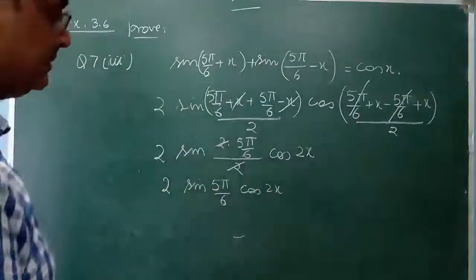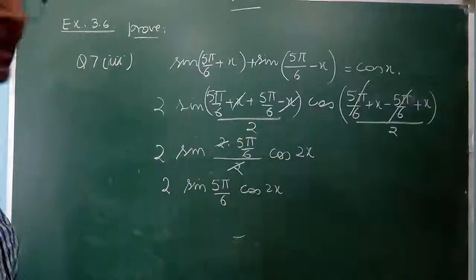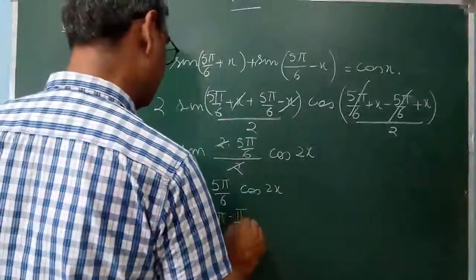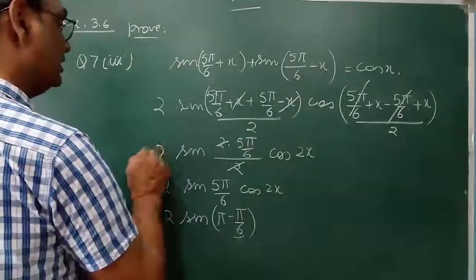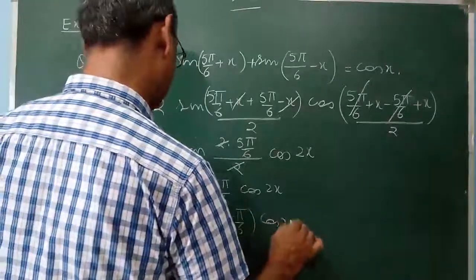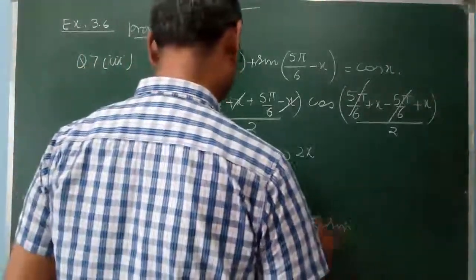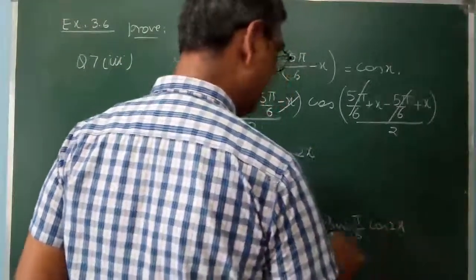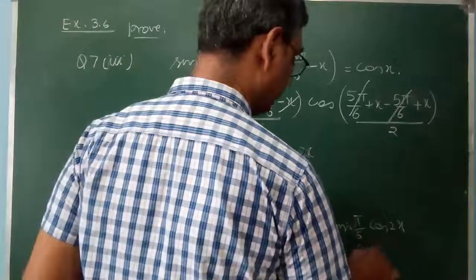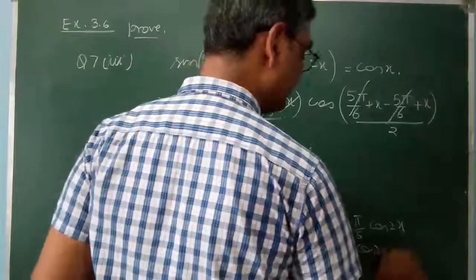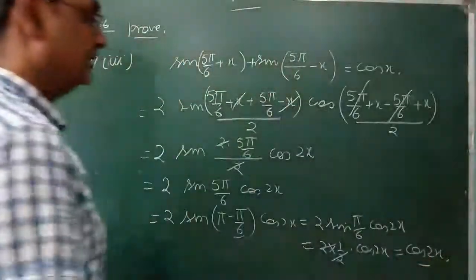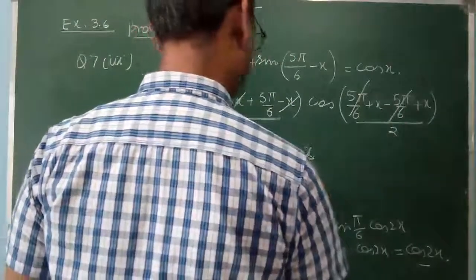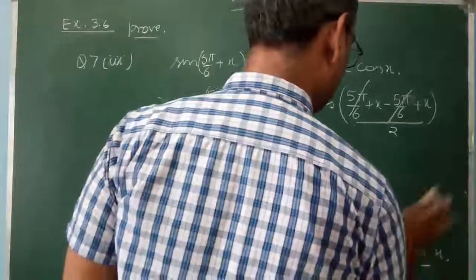Now 5 pi by 6 is 150 degree, so sin 150 degree. This we can write as sin(pi minus pi by 6) into cos 2x. This is 2 sin pi by 6 cos 2x, and sin 30 is 1 by 2. This will be getting cancelled. So what the answer will be? Cos 2x by 2, by 2. So here it will be cos x and here it will be cos x.